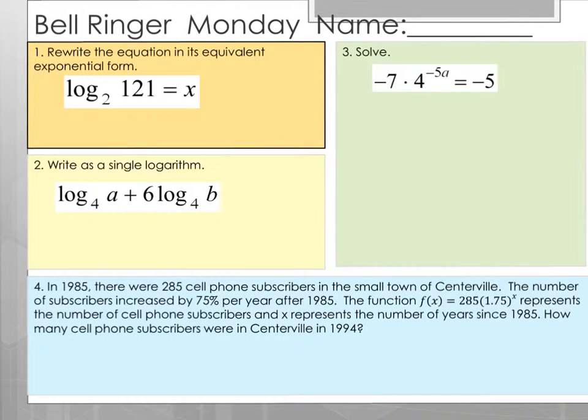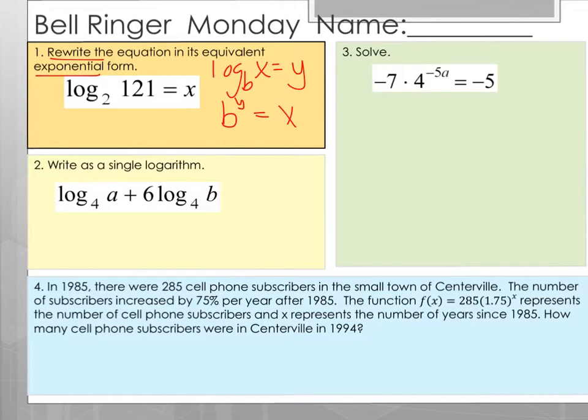In number 1, they want us to rewrite the equation in its equivalent exponential form. That means we need to think about how we can rearrange these things. So if I have log with some base b on x equals y, and just remember doing the log on something gives you the exponent.